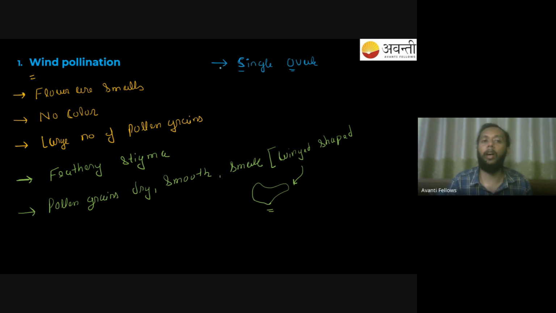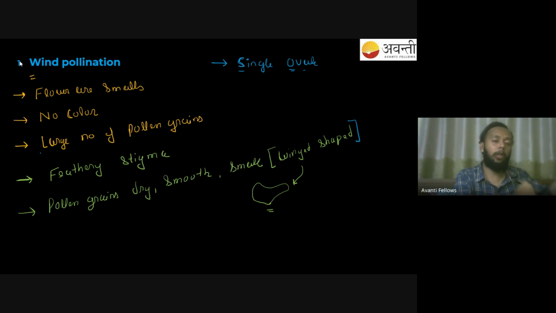These are the few traits you have to know. Pollen grains are dry, smooth. They are going to have a wing shape. They are going to be very small. They are produced in the large number, as I have mentioned. You don't find any coloration. Flowers are going to be very small, right? They are very small and they are very compactly arranged. मतलब कई सारे flower इकट्ठा करके चिपक के रहते हैं. Many flowers will come together, will attach themselves to each other, and that is how they are going to be over there, right? And they have a feathery stigma. The plants are going to have a feathery stigma so that they can capture the pollen grain. So these are the few things you have to know, and they have a single ovule. This is what you will find in the pollination which is taking place with the help of the wind.